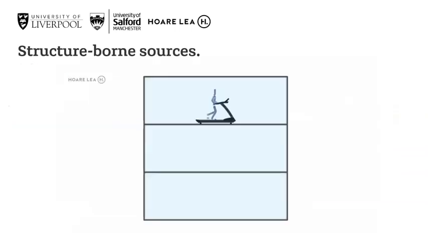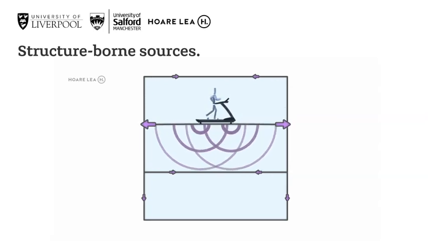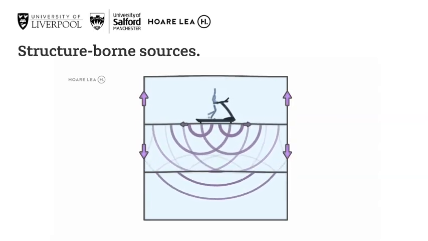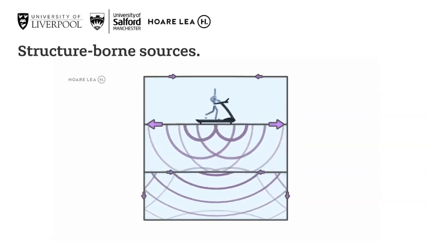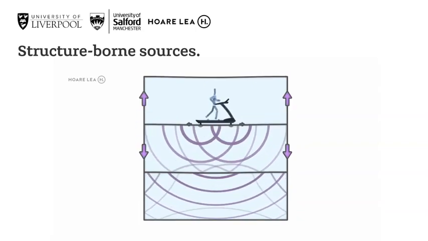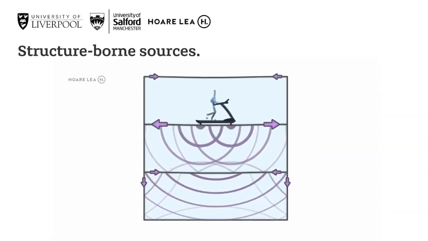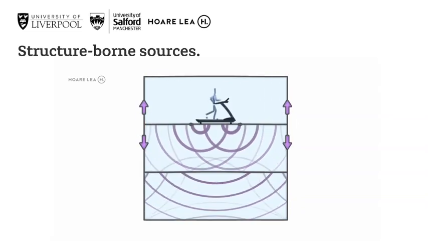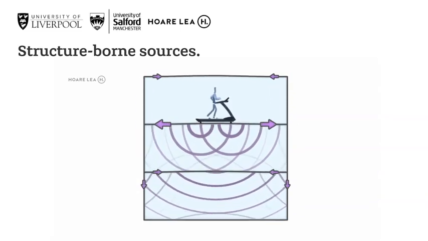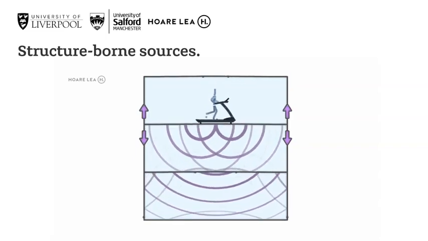Staying with the fitness example, this animation shows a few of the problems that the structure-borne source, our robot on a treadmill in this case, can cause. Vibration at the feet might produce some near-field effects. There might be some near-field sound radiation, but also the vibration generated can move away from the structure and propagate freely through the building.